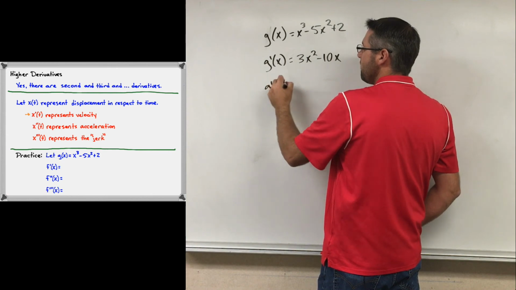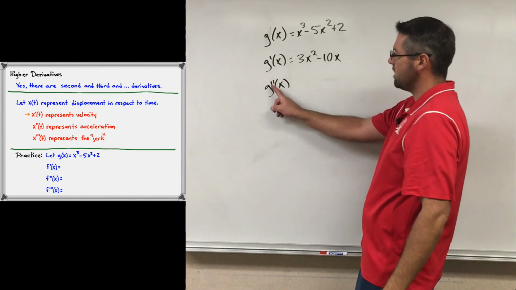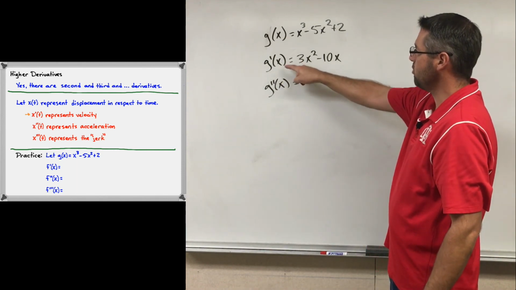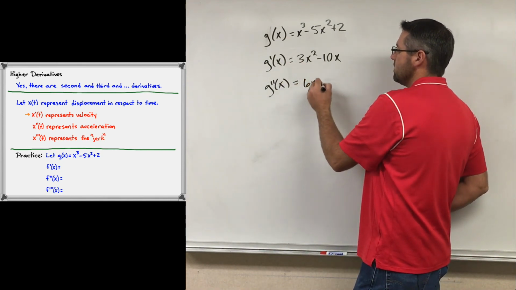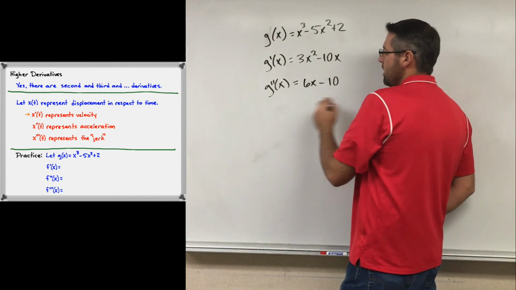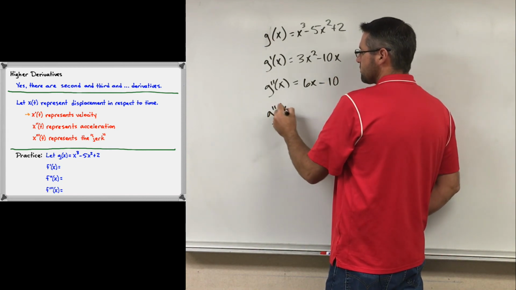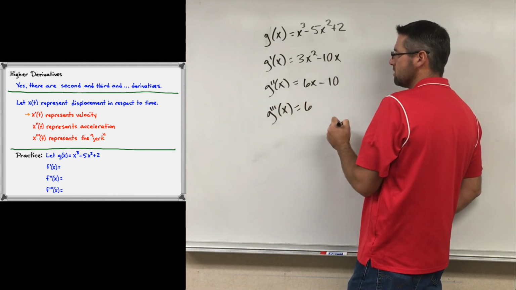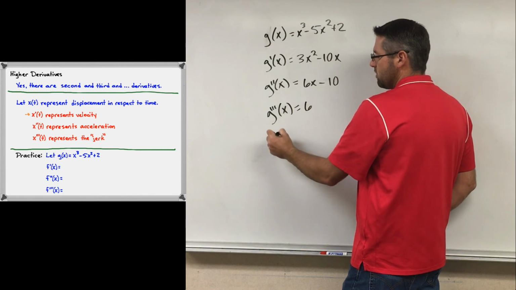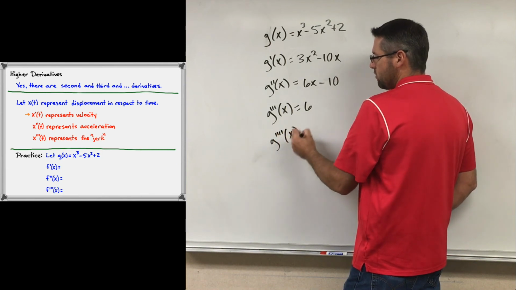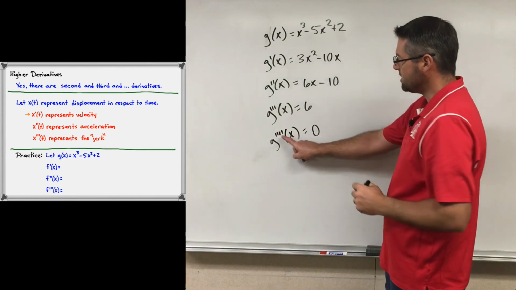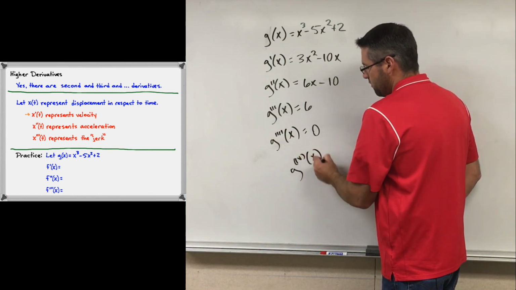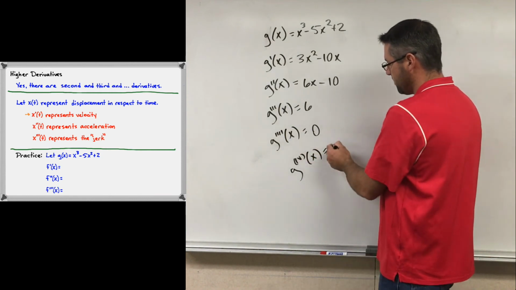Then the second derivative, notice it's just got a double prime there. The second derivative just means the derivative of g prime. So the derivative of that is 6x minus 10. And then the third derivative is the derivative of the second derivative. So that would just be 6. And then we could even go further, even though I didn't ask for it, the fourth derivative, right? The fourth derivative would be 0. You might see it like this, with Roman numerals, for the fourth derivative.